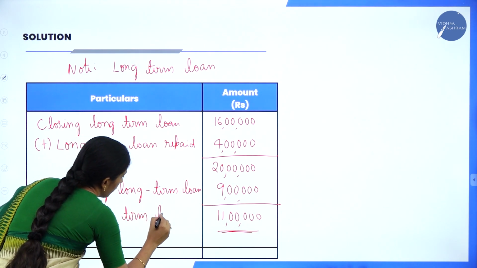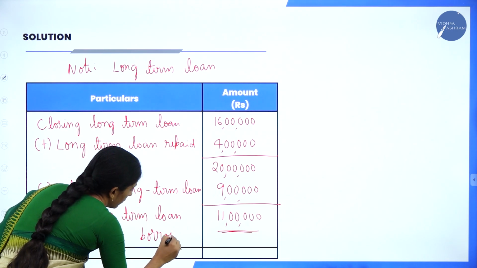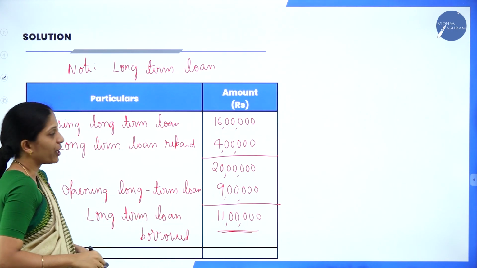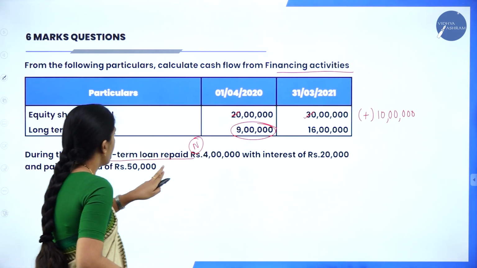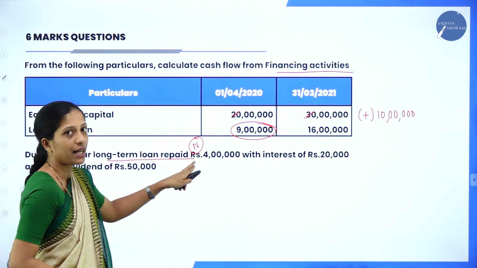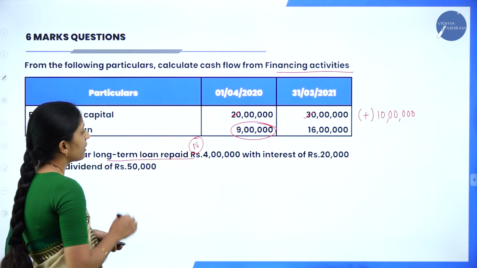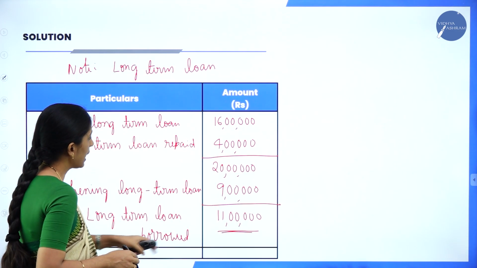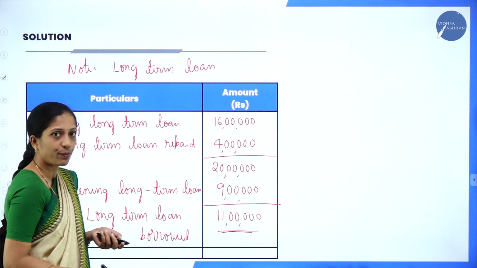Long-term loan borrowed. So, hope you are clear. How do you write? Closing long-term loan 16 lakh plus long-term loan repaid. So, 16 plus 4 it is 20 lakh. 20 minus opening long-term loan 9 lakh. So, it will be 20 minus 9, 11 lakh. So, 11 lakh will be long-term loan borrowed because the amount is positive.